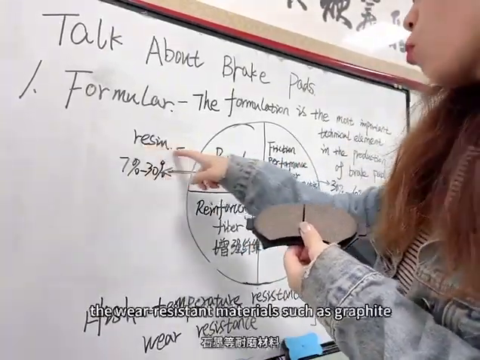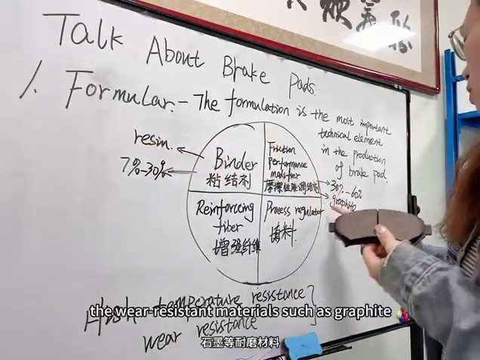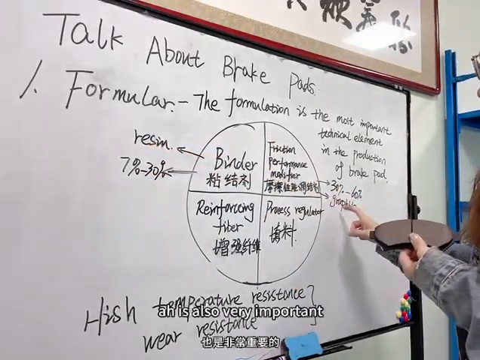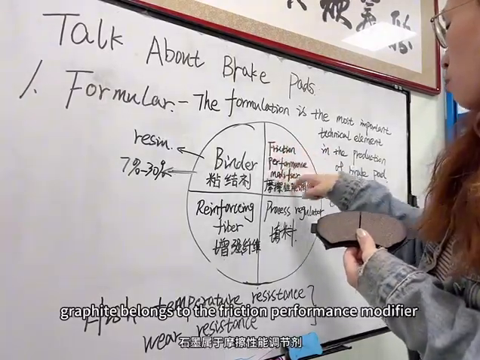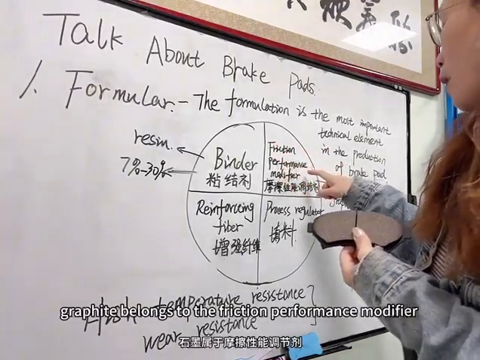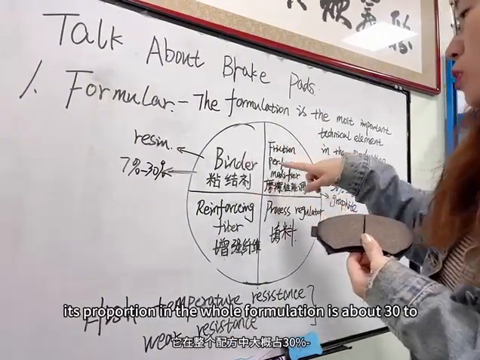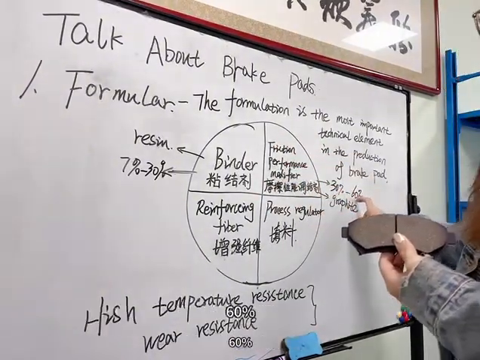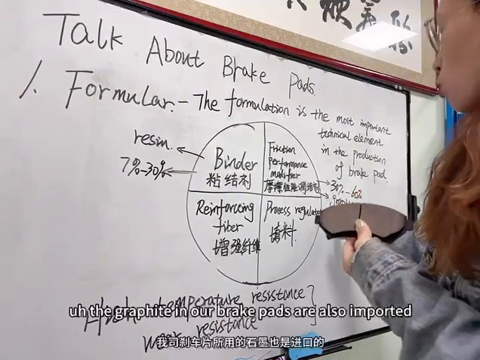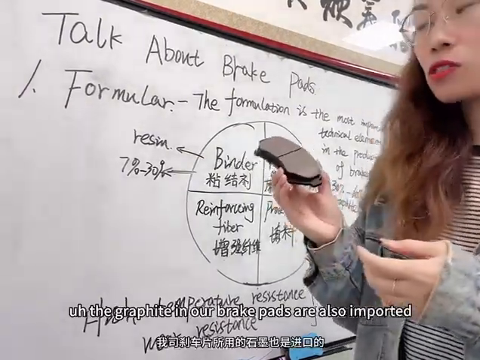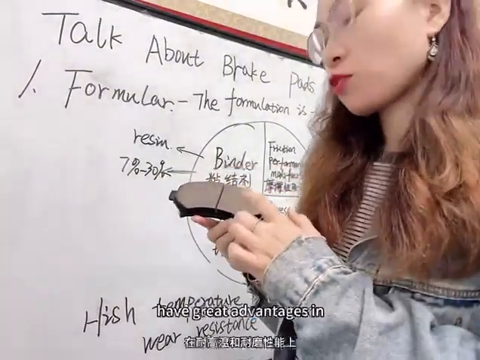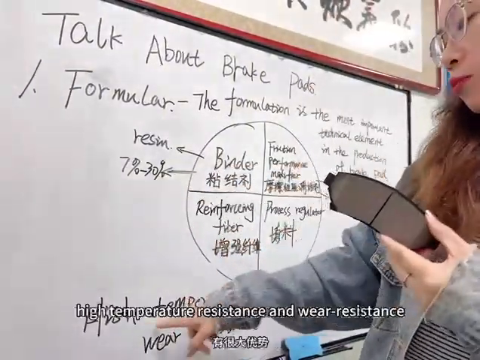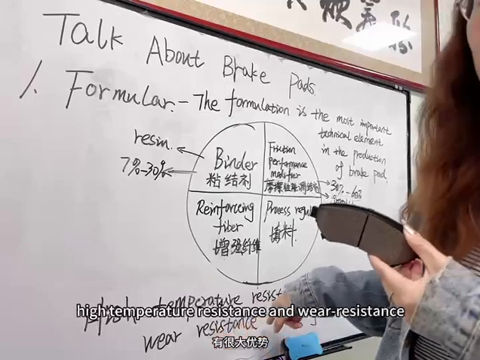Besides resin, wear-resistant materials such as graphite are also very important. Graphite belongs to the friction performance modifier. Its proportion in the whole formulation is about 30 to 60%. The graphite in our brake pads is also imported. The imported raw materials have great advantages in high temperature resistance and wear resistance.